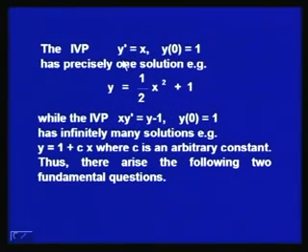Next, let us consider the initial value problem dy by dx equal to x, where we are given that y at x equal to 0 is 1. Now, this differential equation we can solve by using the method of separation of variables. We may write it as dy equal to x dx, then integrate both sides, we will have y equal to half of x square plus c. Using the initial condition y at x equal to 0 is equal to 1, we get the value of the constant c as 1, and so this initial value problem has only one solution, which is y equal to half of x square plus 1.